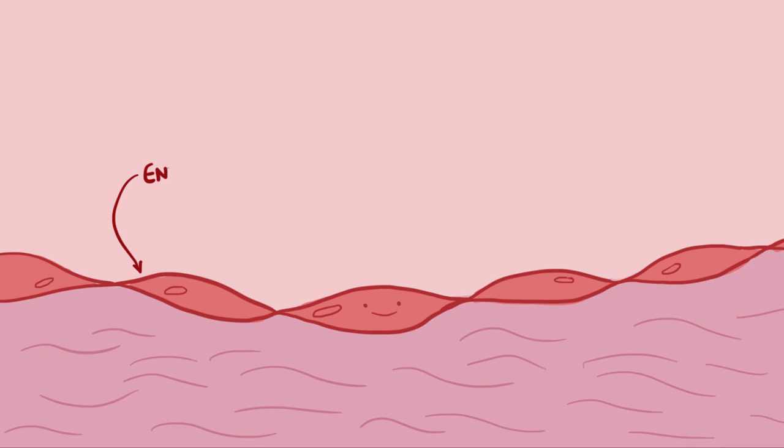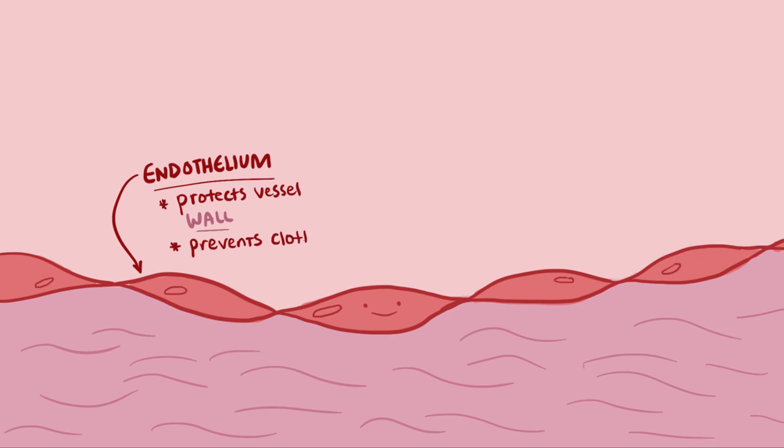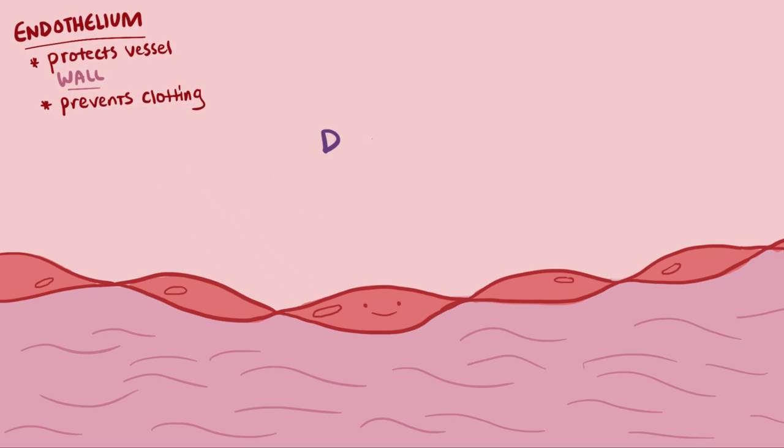So the blood vessel endothelium is made up of a single layer of cells and does two jobs. First, it protects the rest of the blood vessel wall from the blood, like a coat of varnish on your wood furniture. And then secondly, it secretes proteins on its surface to prevent the blood from clotting, because blood just inherently likes to clot whenever it gets the chance.